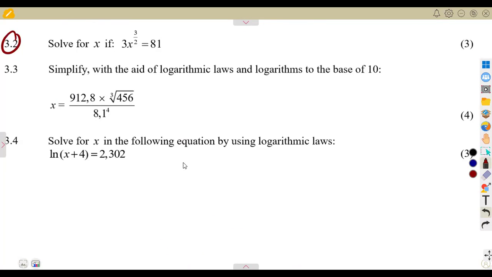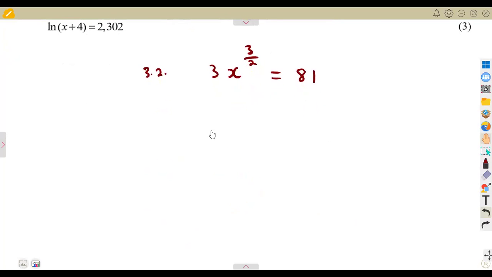3.2, solve this. This is an exponential equation where we are given 3x to the exponent of 3 over 2 is equal to 81. Remember, I said when working with exponential equations and the x is given on the base like this, what you need is to get rid of this exponent. But you don't just get rid of this exponent. We must have a single term. We must just remain with a single term of x.